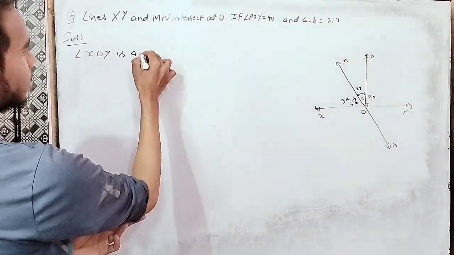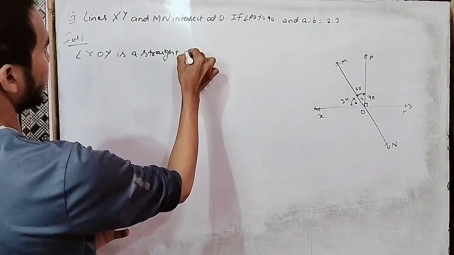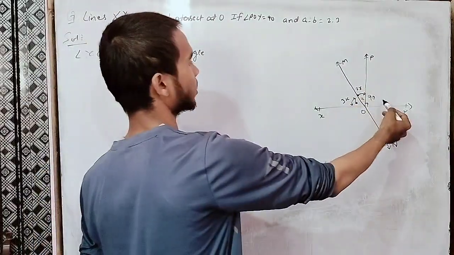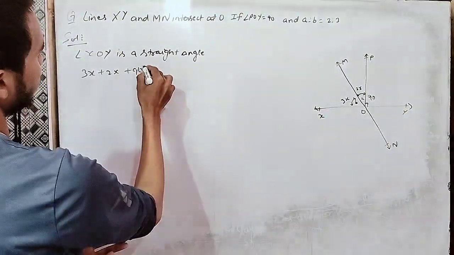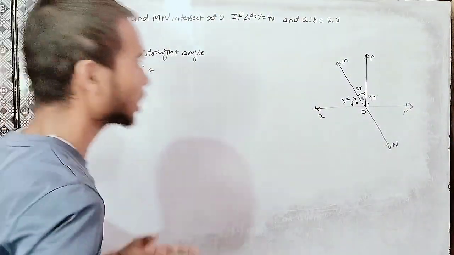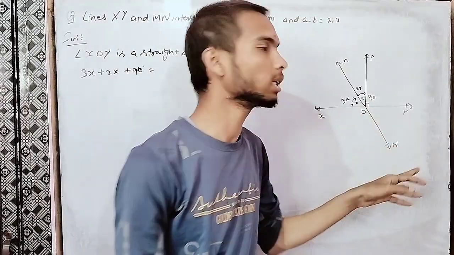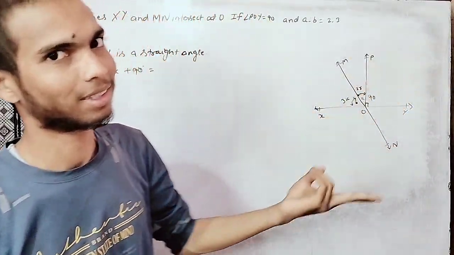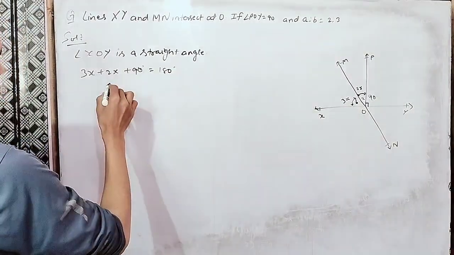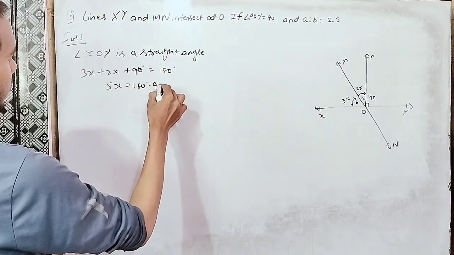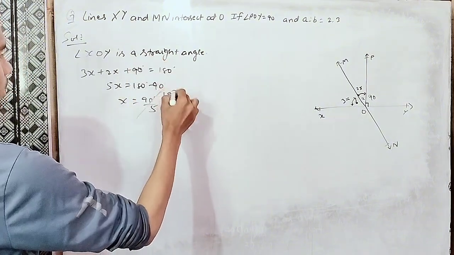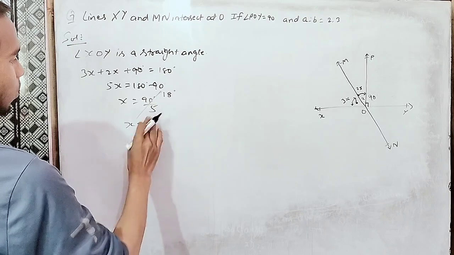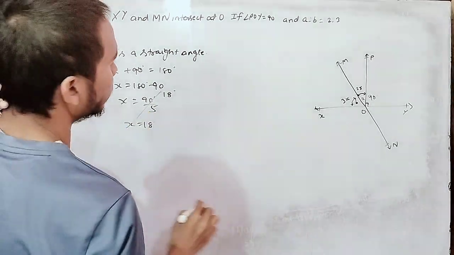XOY is a straight angle. So the sum of these angles is 180. 2x plus 90 would be 180. Here we have a linear equation. 5x is 180 minus 90, so x is 90 upon 5, which is 18.